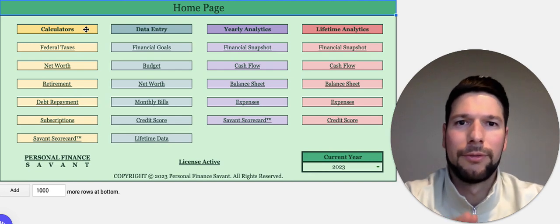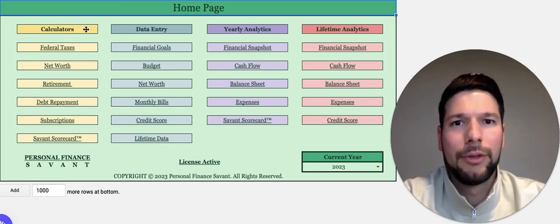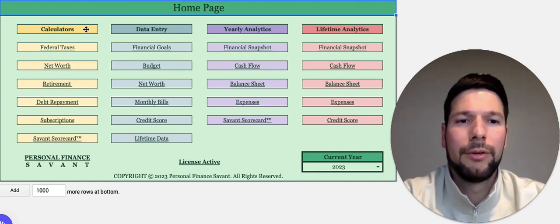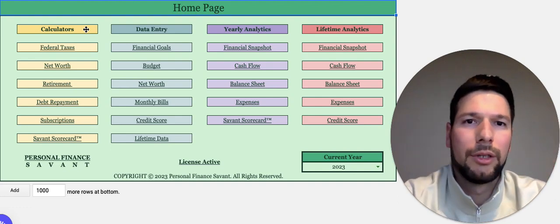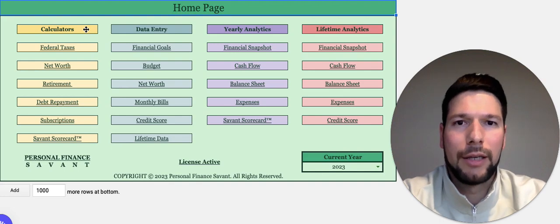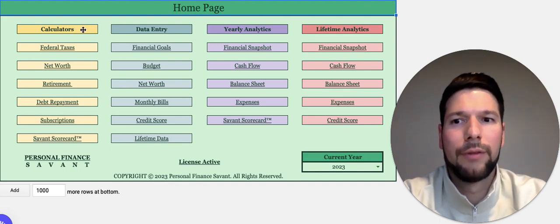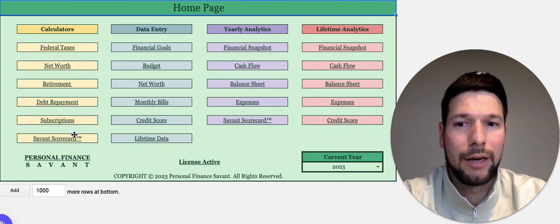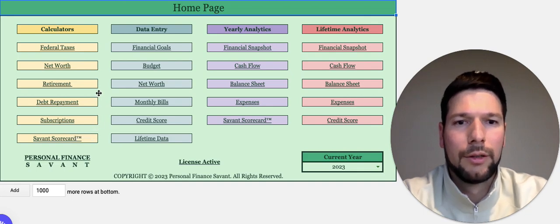So if this is your first time hearing about this program and you want the full overview, I'll put a link in the description below to give you a better idea of what the program is as a whole. But this is really intended to be a full tutorial of how to use the calculators that are built into this tool. So with that, we'll jump right into it.